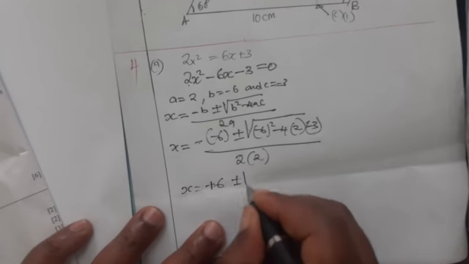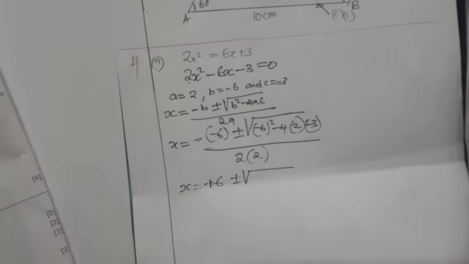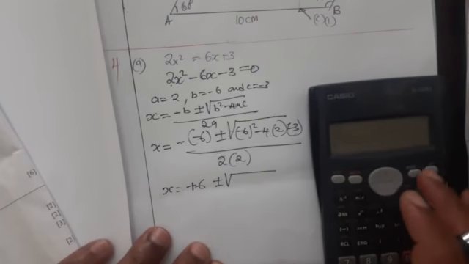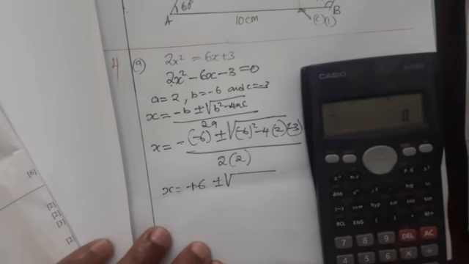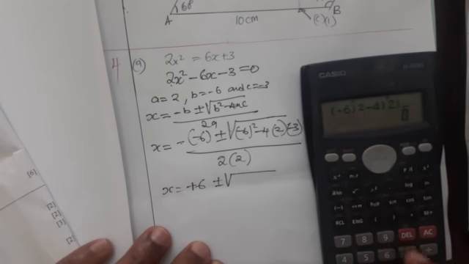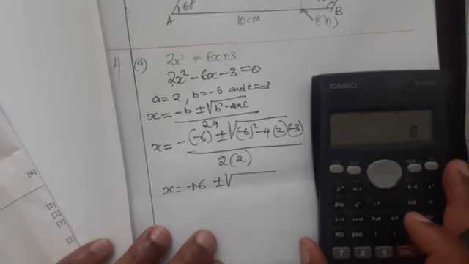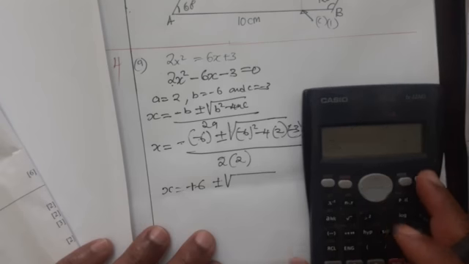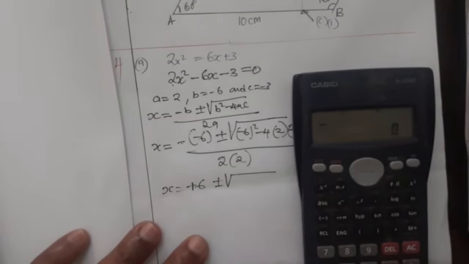Plus or minus the square root of, so here what you do is you punch it the way it is. You are going to say, open the bracket, negative 6 to the power 2, minus 4, open the bracket 2, close, open the bracket negative 3, close. What do you get? Take note, I think we've not punched nicely here. I have to be careful in punching.